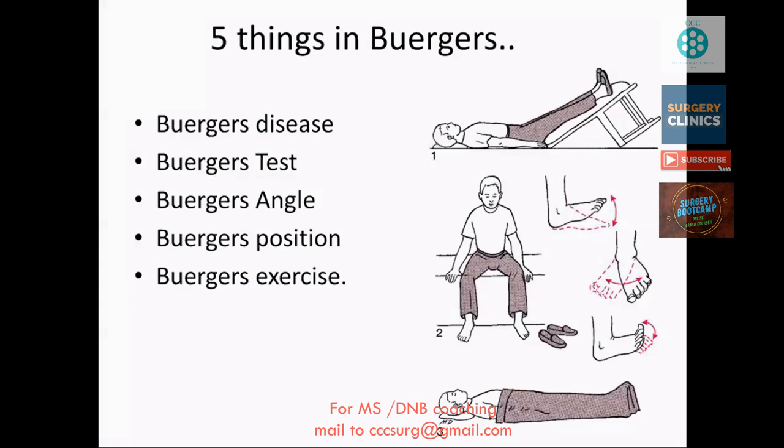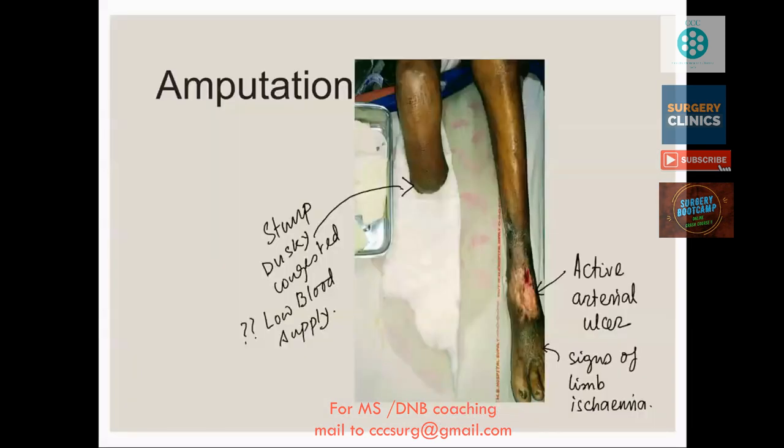Other things that you are required to know is Buerger's position, where the patient may lie like this, somewhat. Number two, Buerger's exercise, where you tell the patient to intermittently sit up and do movements with the legs and fingers. Now, we come to the near end of the topic with amputation. Remember that amputation stumps are special to be given in one round.